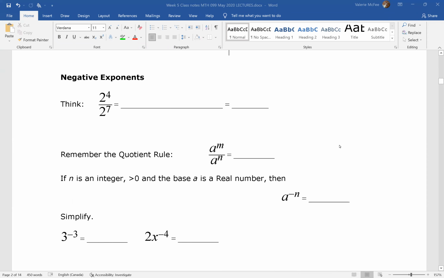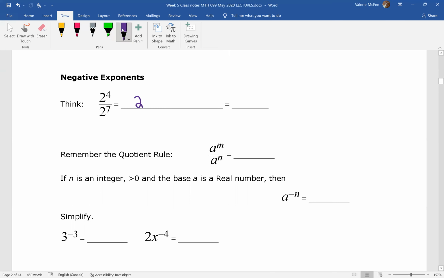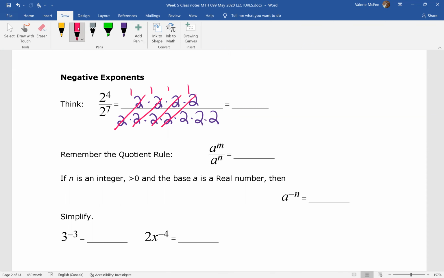Before we start talking about dividing with polynomials, we want to take a moment to talk about negative exponents. So here's an example. If we start with repeated multiplication, we have 4 2's in the numerator, 7 in the denominator. 1, 2, 3, 4, 5, 6, 7. And because there's no adding and subtracting, we can divide our factors out. And we see that we have 3 2's left in the denominator.